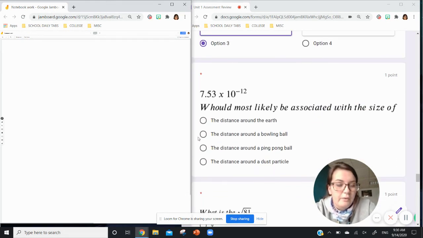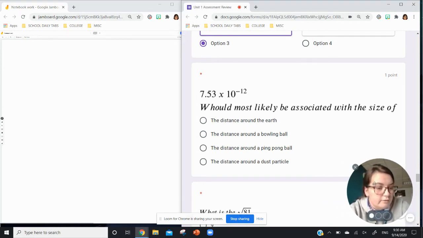Takes a second. Okay, so we have to see, I'm going to move myself over a little bit. We need to see which one this would most likely be associated with. So if you look at your answer choices, they're very different. So the Earth is huge. Bowling balls, you know what the size of a bowling ball is. Ping pong ball is really tiny, but a dust particle is extremely tiny. So you may be able to look at this and be able to tell which one it would be, but I want to write this out in expanded form or standard notation so that I can actually see what number it is.